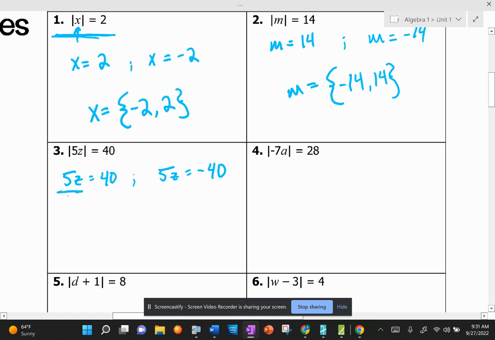Divide by 5. 5's cancel out, give us z equals 8, and then we'll just do the same on the right side. Divide by 5, divide by 5, 5's cancel out, give us z equals -8. So your final answer is going to be -8, 8.